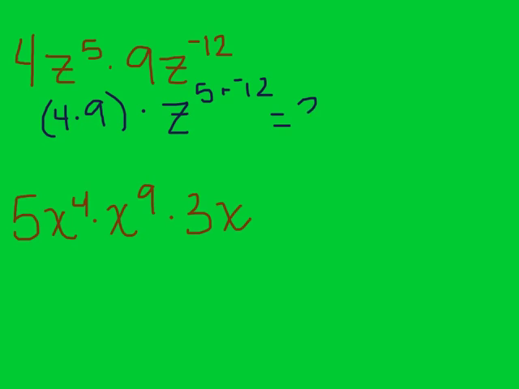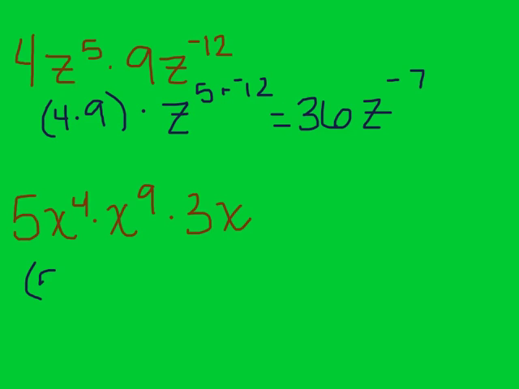4 times 9 is 36 times z. 5 plus -12, we'll subtract them and keep the sign of the bigger number, and that will be a -7. So our final answer is 36z to the -7. Let's try this next one.